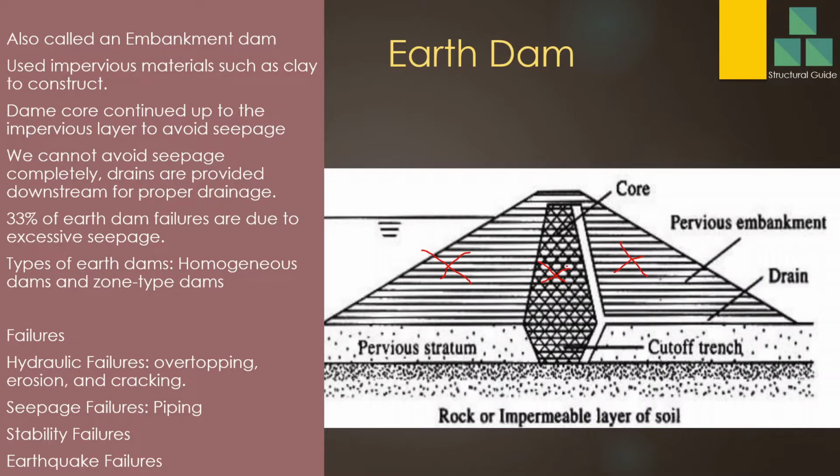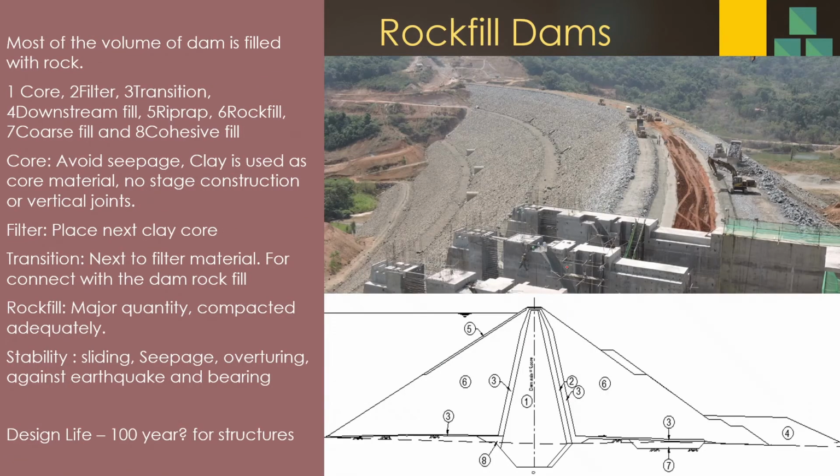Seepage also could cause a piping effect, which may cause the failure of the dam. Stability failures may also occur in dams, such as sliding and overturning. And also earthquake effects may cause failure in dams of this nature.